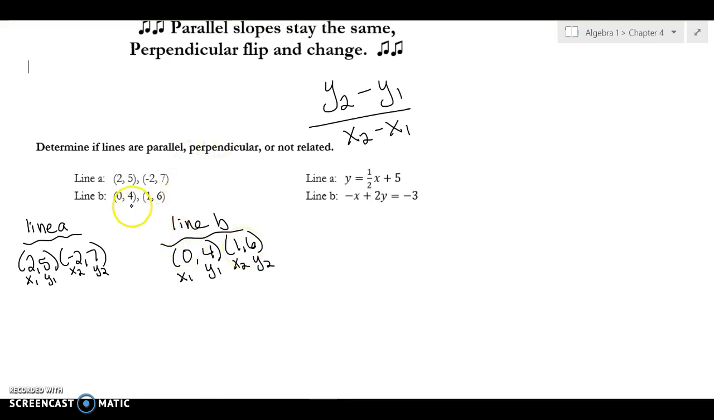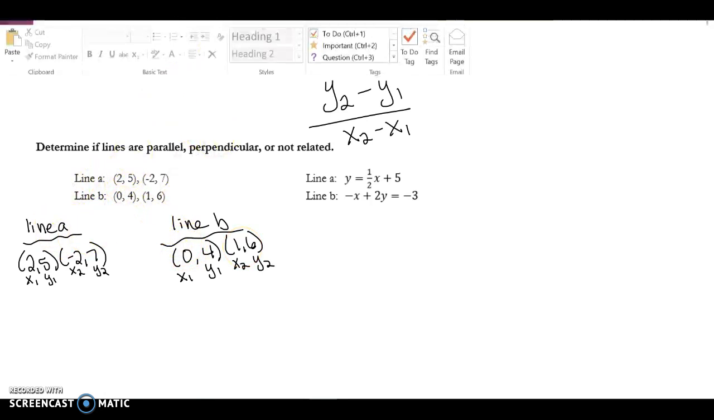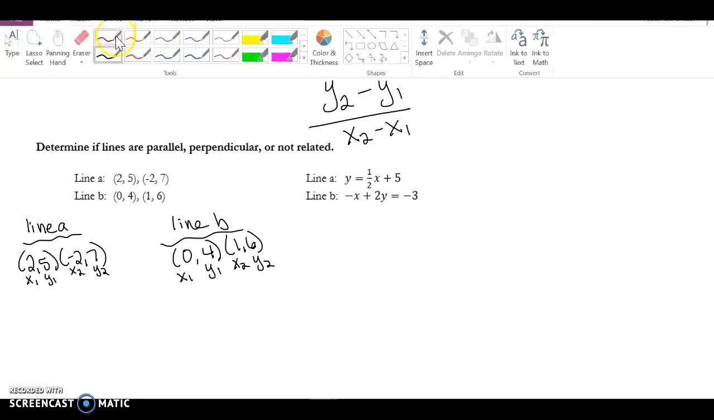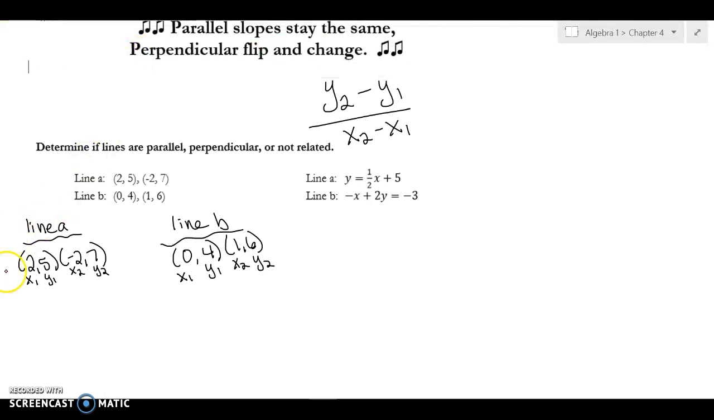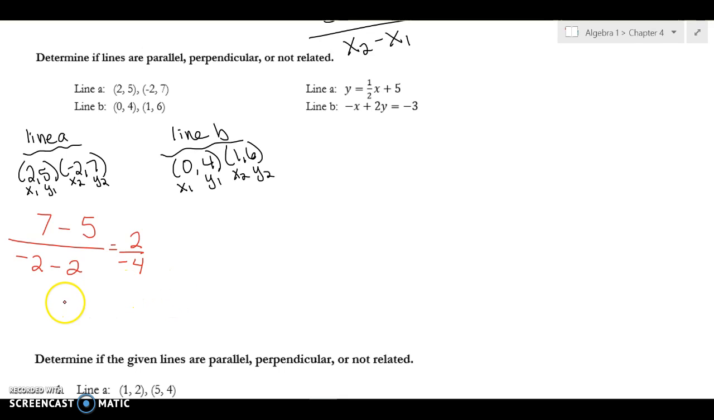Now I'm going to change colors and do the work in a different color. It says y2 minus y1, so it's 7 minus 5 over x2, negative 2, minus 2. That's 2 over negative 4, which reduces to negative 1/2.